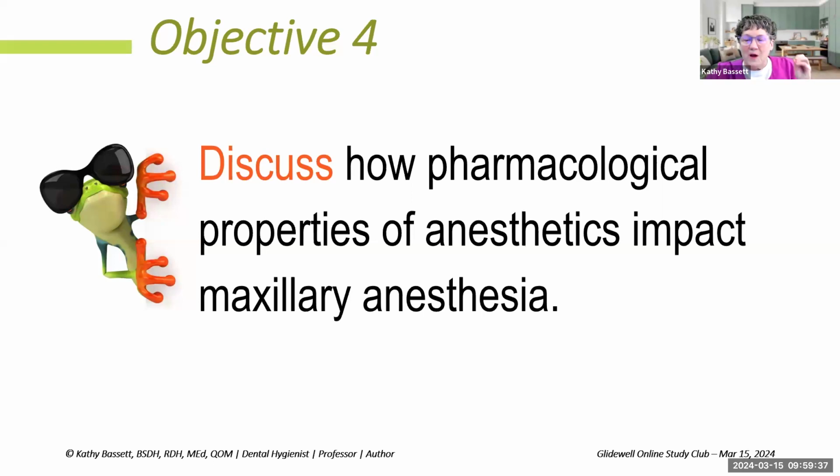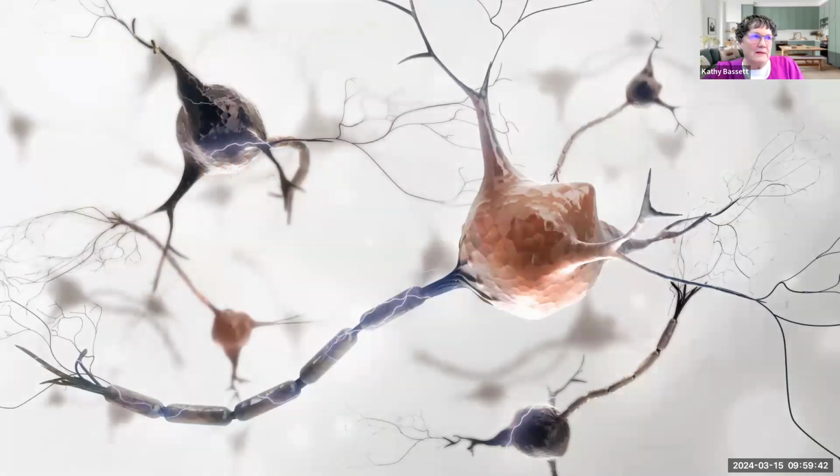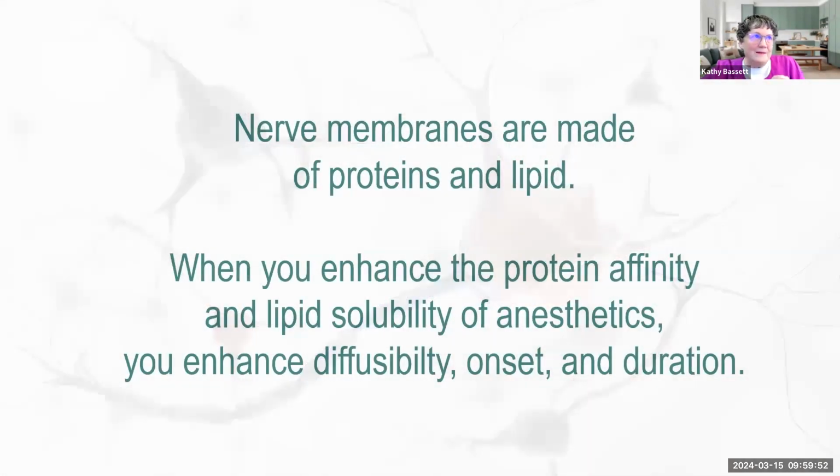So just a few highlights from pharmacology that fit with what I've been talking about today. So we go back to the fact that for successful anesthesia, we need to respect basic neuroanatomy and pharmacology. And this is that principle that nerve membranes are made of protein and lipid. When we enhance the protein affinity and lipid solubility, we enhance diffusibility, onset, and duration.